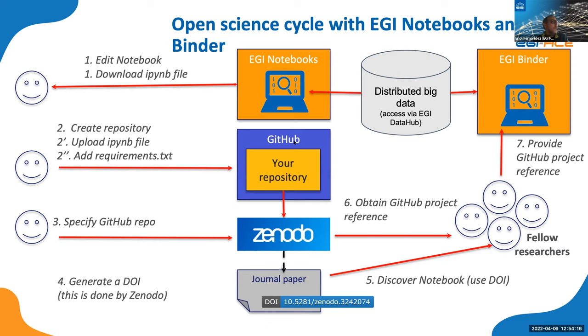The user goes, creates a repository in GitHub, uploads the notebook file, adds some requirements.txt, where this can be more than requirements.txt, basically adds configuration for Binder to create the reproducible environment. So it basically lists all the dependencies that are needed to execute that notebook, so every time that a new user comes, they will be installed in the same way.